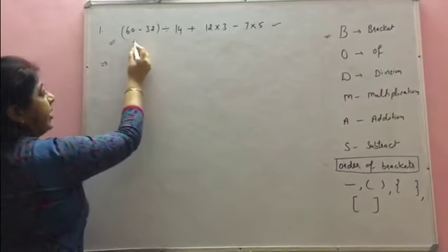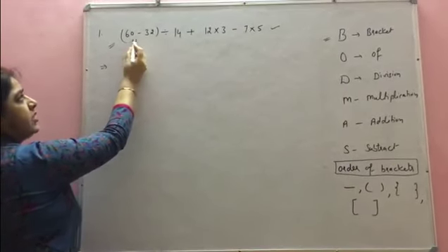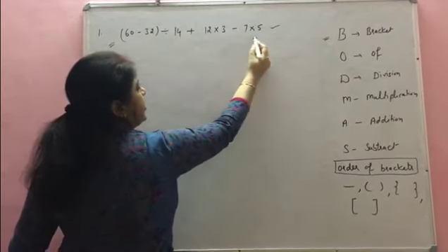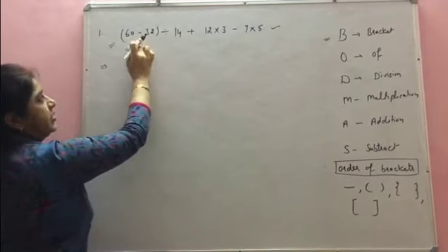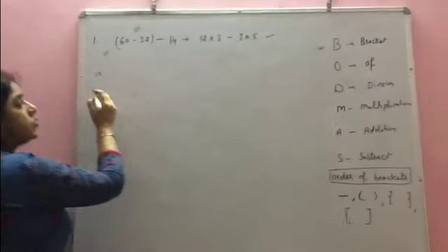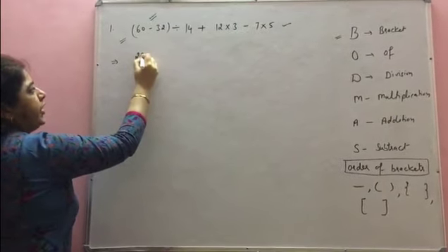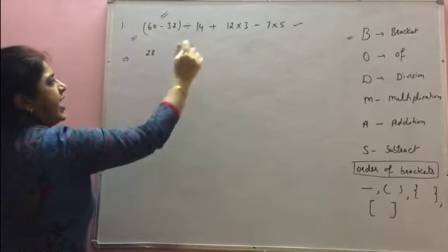Now this is the bracket. Inside the bracket we have 60 minus 32. If we look at this expression, only one bracket is here. It will be solved first. Now solve it. 60 minus 32 will be 28. Now keep it as it is.